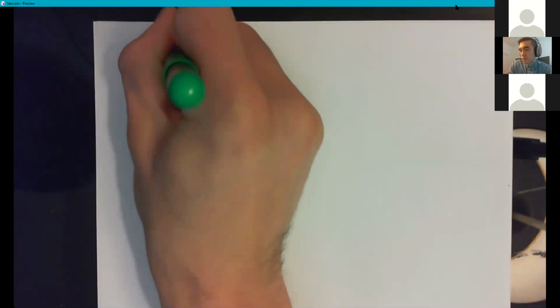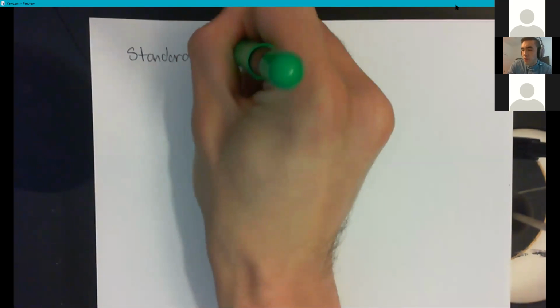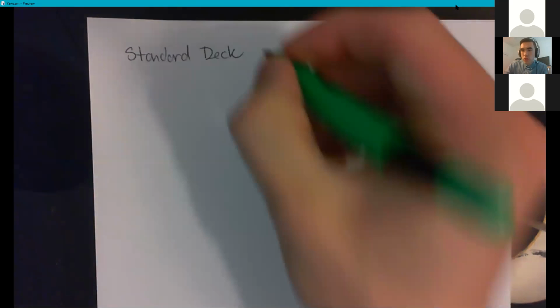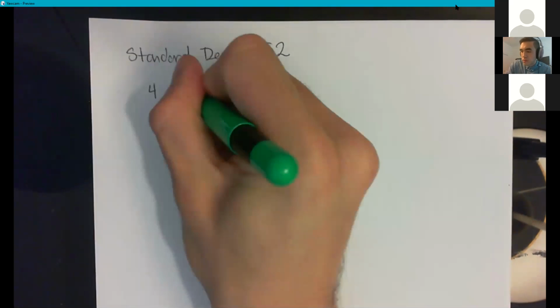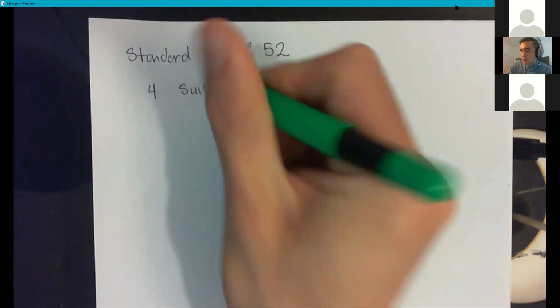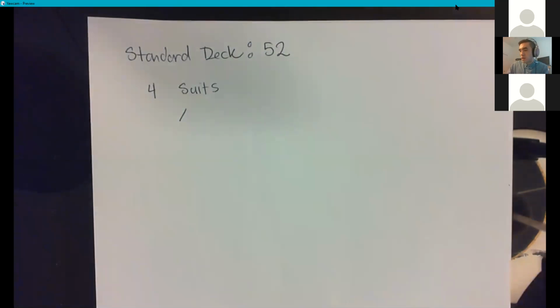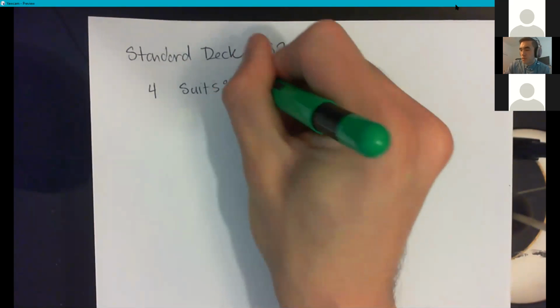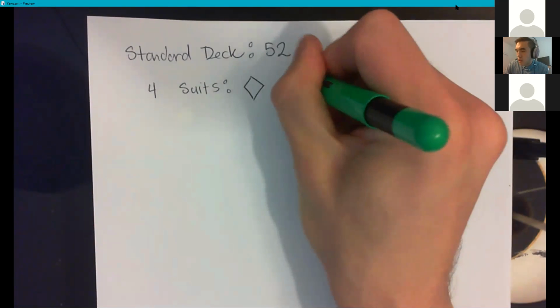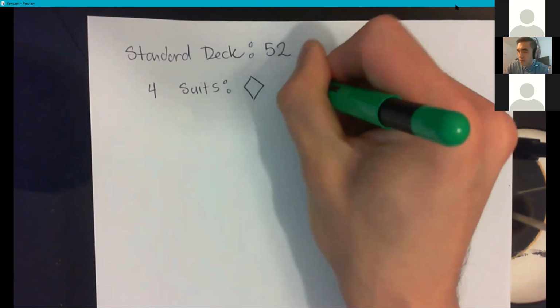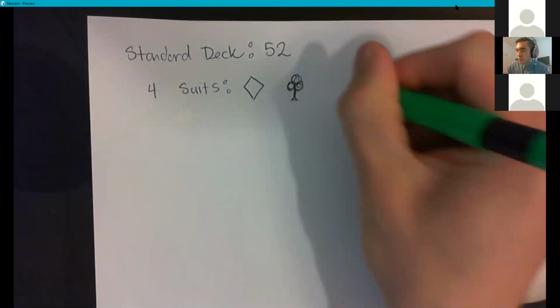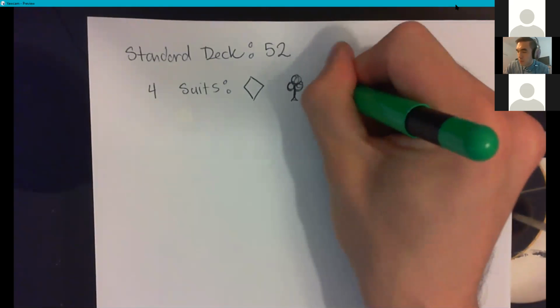When it comes to your standard deck, a standard deck does not include jokers. So a standard deck is 52 cards, which is 4 suits. And the suits are, I should draw it in line: diamonds, clubs, which I suck at drawing, I just draw 3 circles, I'm sorry, hearts and spades.